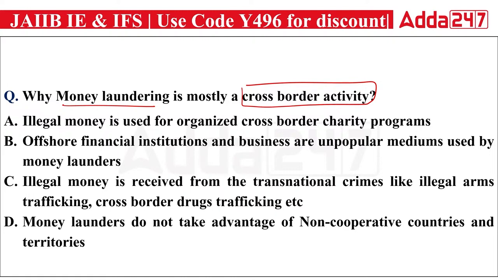First, illegal money is used for organized cross-border charity. Second, offshore financial institutions and businesses are unpopular mediums for money laundering. Third, illegal money is from transnational crimes like illegal arms trafficking and cross-border drug trafficking. Fourth, money launderers do not take advantage of non-cooperative countries and territories. Out of these four, which of the following is correct regarding the cross-border activity? A, B, C, or D?